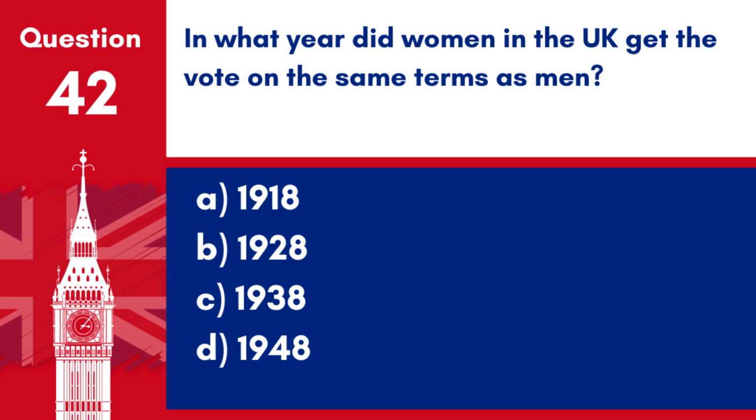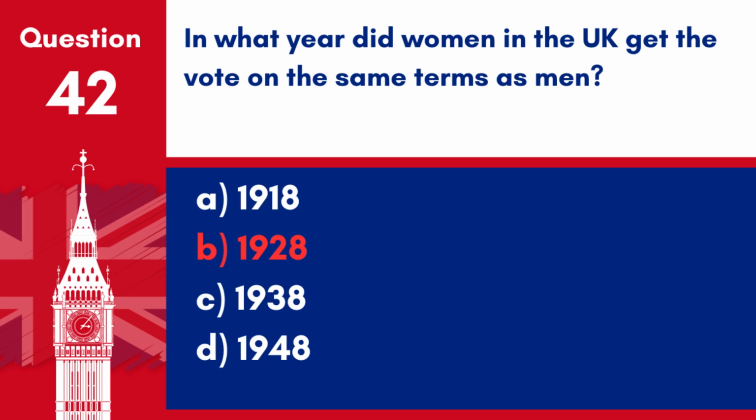Question 42. In what year did women in the UK get the vote on the same terms as men? A. 1918. B. 1928. C. 1938. D. 1948.